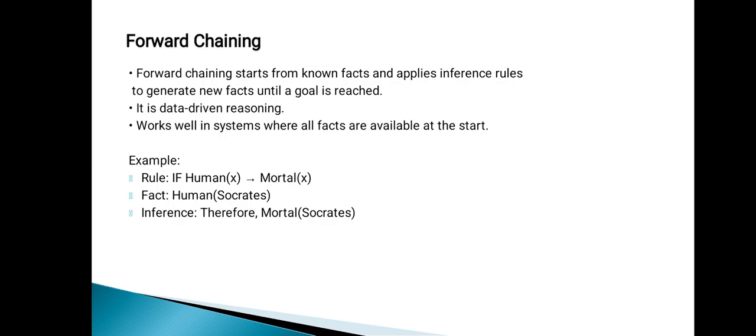Let us understand this with an example. Suppose we have the rule: if a person is human, then that person is mortal. Now the known fact is that Socrates is a human. Since the condition is satisfied, the system applies the rule and concludes that Socrates is mortal. Here the conclusion is automatically derived from the available fact. This is how forward chaining works.